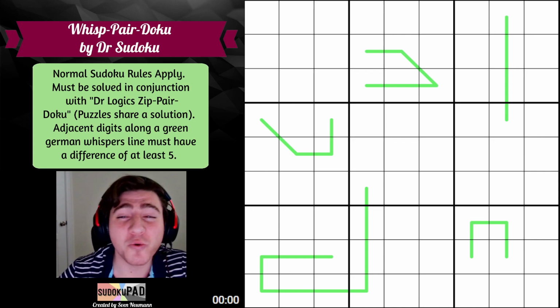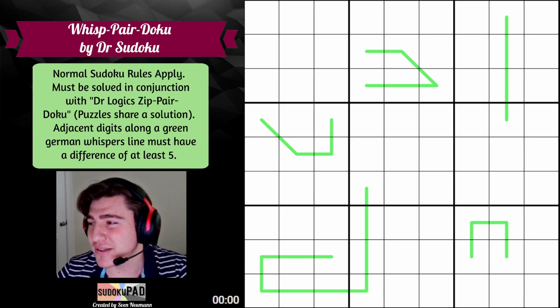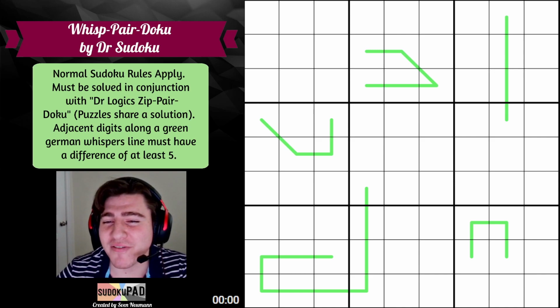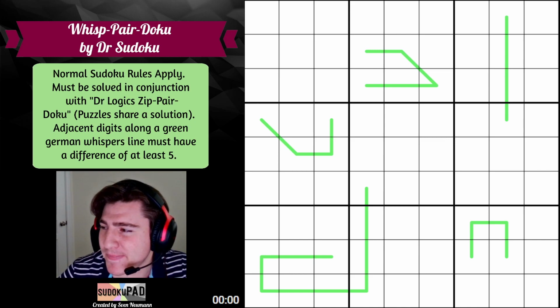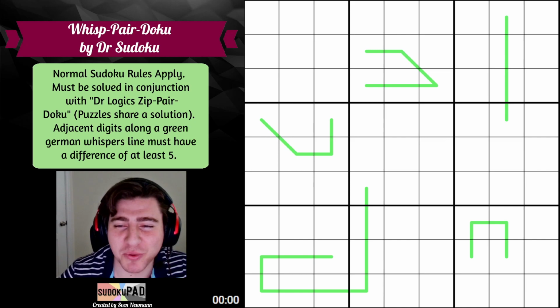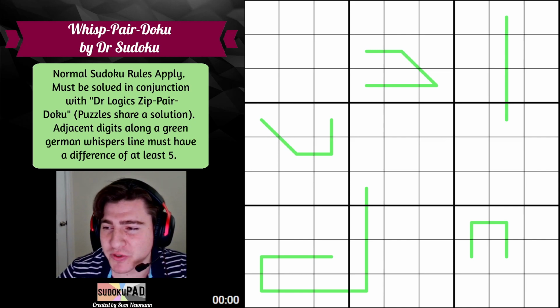We have another Pairdoku to bring to you today. Mine is called Pairdoku by Dr. Sudoku. And mine is called Zip Pairdoku by Dr. Logic. So both of us have our normal Sudoku rules apply, right? Correct. And then zip pair, are those zipper lines? Correct. So you got some zipper lines, and I got some German whisper lines, so we can go over those rules. You want to explain your zipper rules?